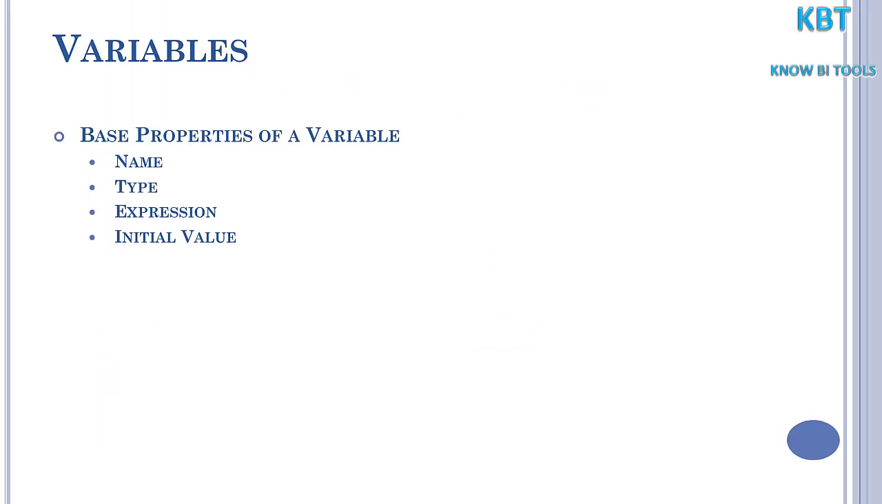So variables. Before starting, variables can be used to store partial results and do complex calculations with the data extracted from the data source. These values can then be used in other parts of the report, including other variables. So let's check the name property.